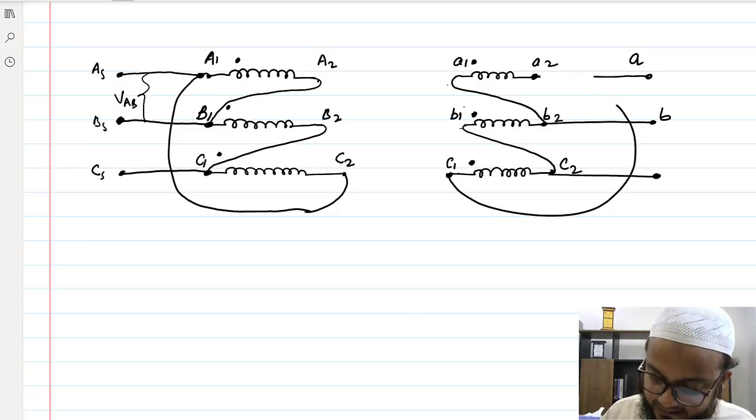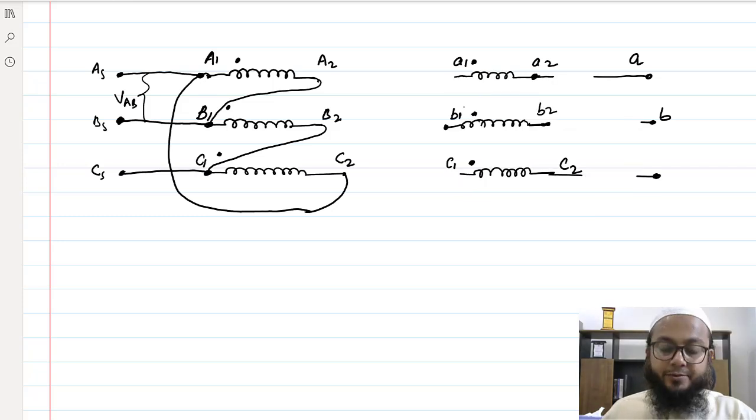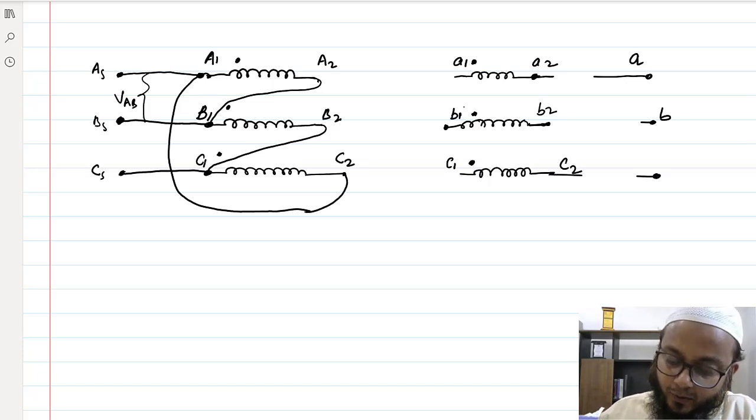So let's say these connections have not been made. Okay, so what he does is, let's say for the 180-degree connection only, A2 he has connected here, and A2 is connected with B1.